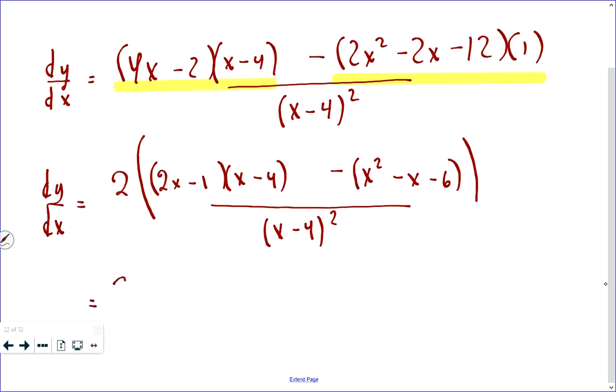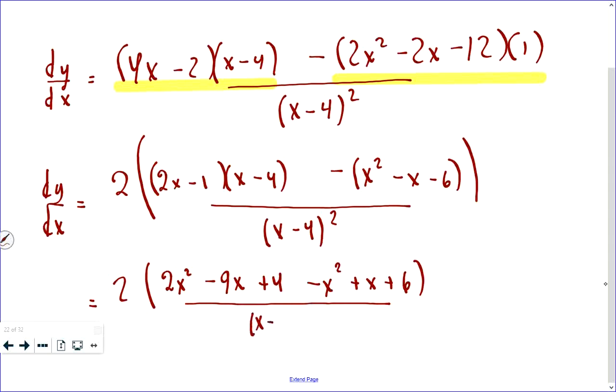So let's take it out. What do I have left? Well, I have to FOIL this out. I get 2x squared minus 9x plus 4. And I have minus x squared plus x plus 6. Double check that. I'm asking you, sorry, didn't have much of an inflection in my voice there with a question. I'm asking you to double check my expansion and simplification on the top. I think it's fine.